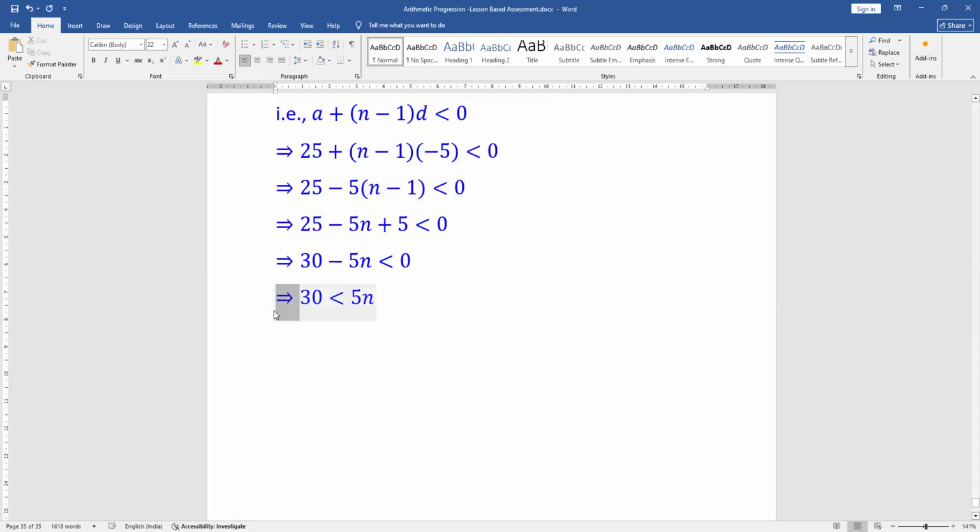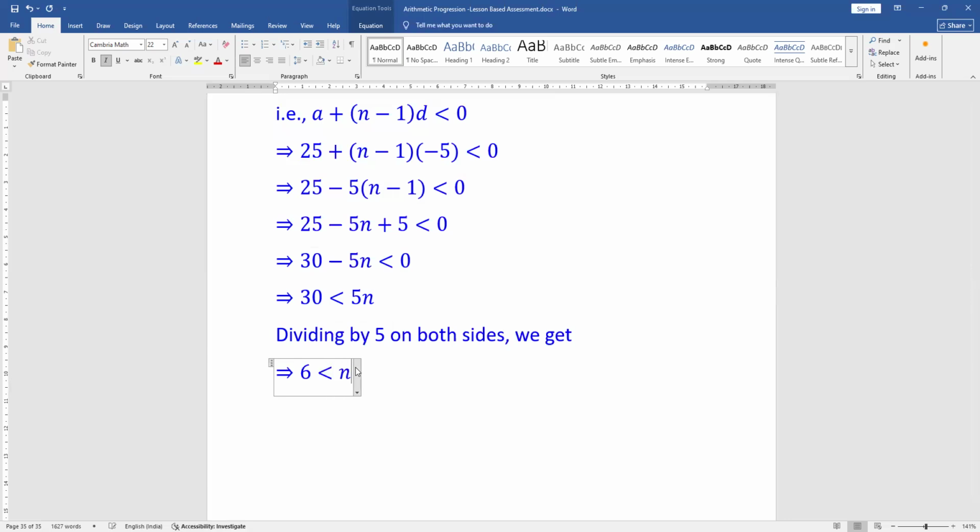Next, after this, dividing 5 on both sides, we get, so what happens when we divide here. So now when I divide, we get 6 less than n. Next, when I interchange this less than, this 6 goes to that side and n comes to this side, that means I write n greater than 6.